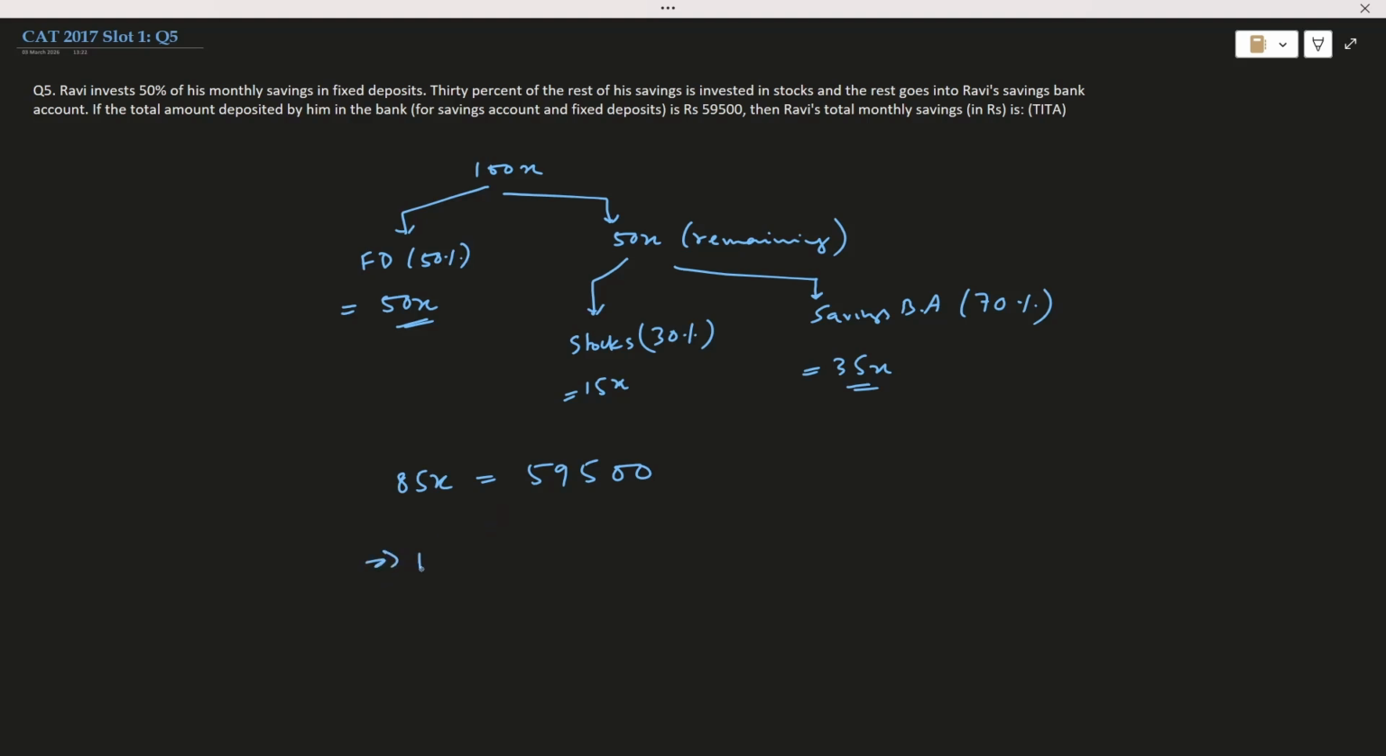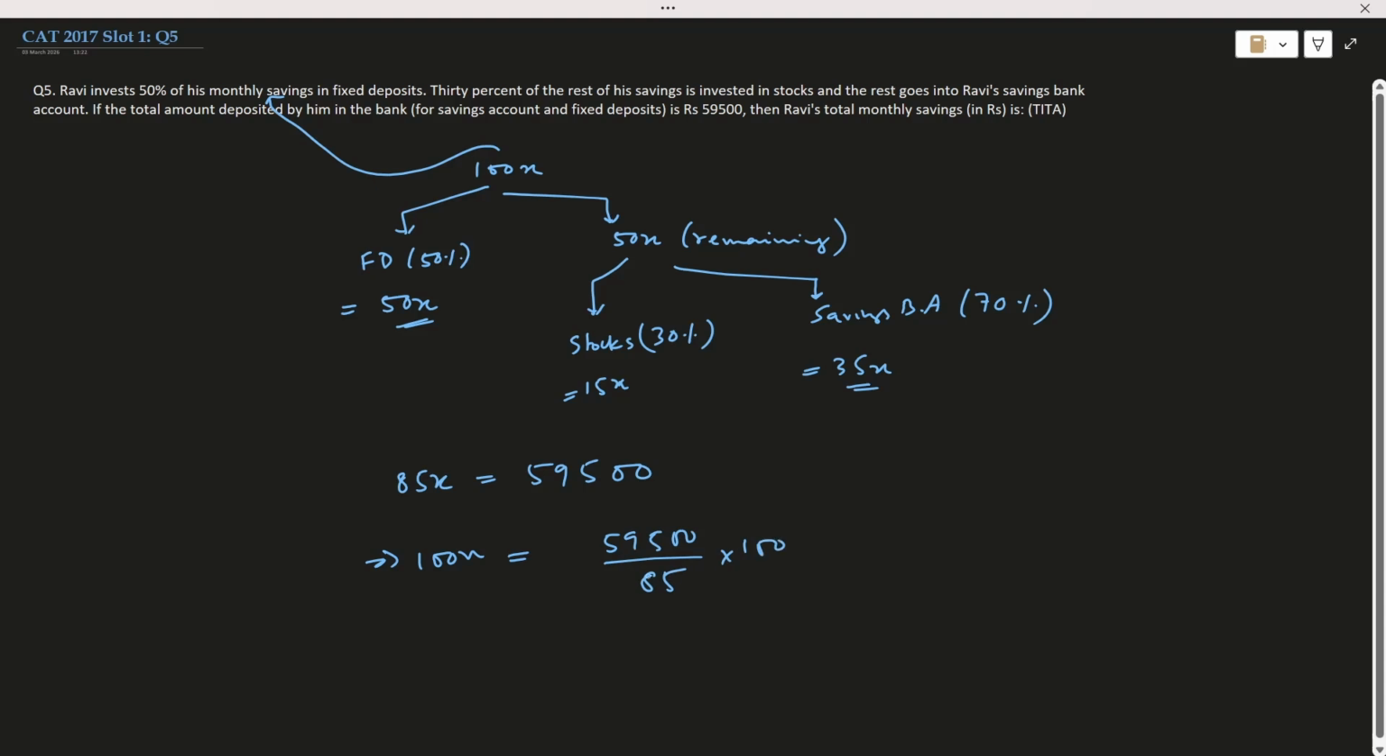Then Ravi's total monthly savings. So I need to find the value of 100x. Monthly savings I am taking as 100x. So what will be 100x? 59500 by 85 into 100, right? You will have a calculator, you can calculate it. Let me calculate it manually for the timing. So this will be 5 ones are 5, 35 is 7. So this is 5 into 11 is 55, 45 is 900.